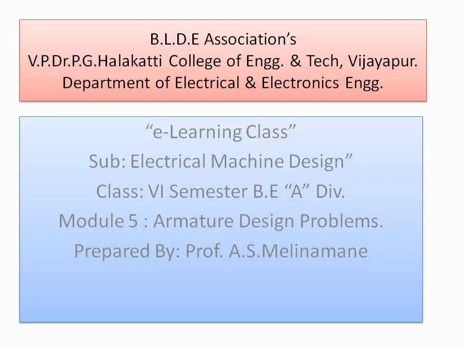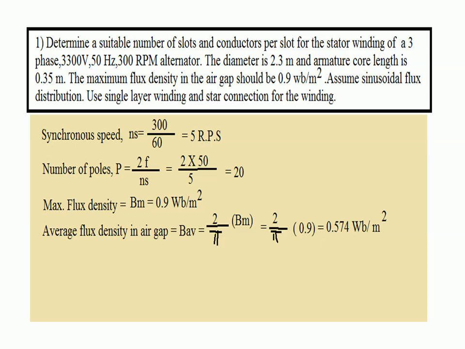Good evening, students. We have to see one or two problems on armature design. One problem: determine a suitable number of slots and conductors per slot for the stator winding of a three phase 3300 volts, 50 Hz, 300 rpm alternator.